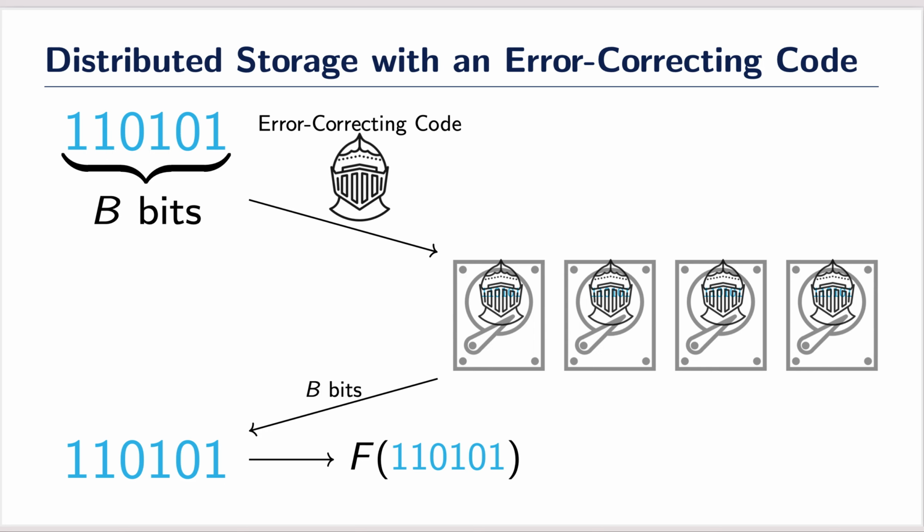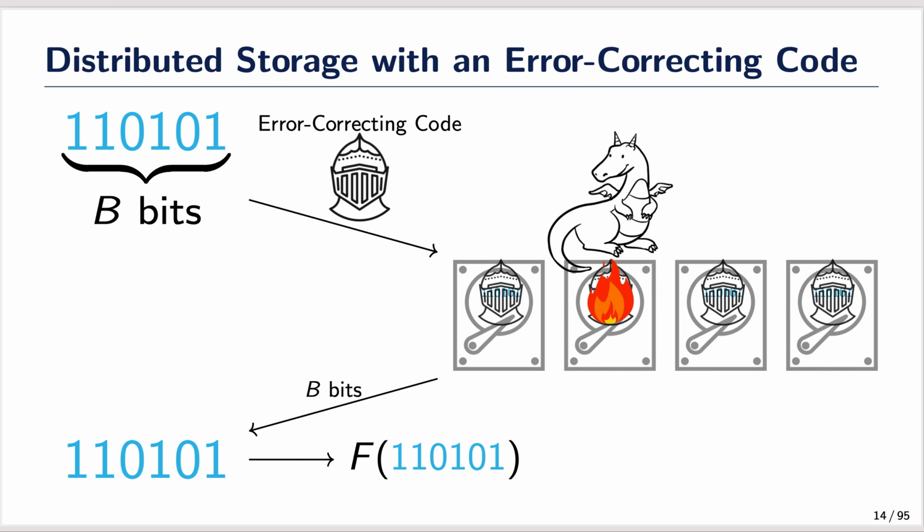Now that you have this code, if you lose one of your nodes, it's okay as long as not too many nodes are lost. You can do error correction and you can recover all of your data, which is really good.